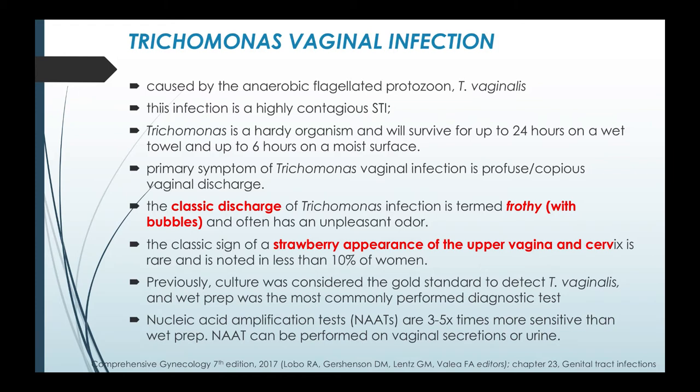Previously, culture was considered the gold standard to detect Trichomonas vaginalis, and wet prep was the most commonly performed diagnostic test. Now, nucleic acid amplification tests are 3 to 5 times more sensitive than wet prep, and they can be performed on vaginal secretions or urine.